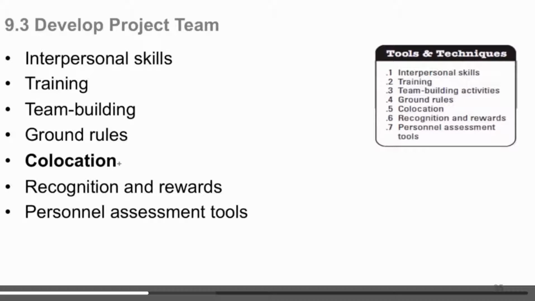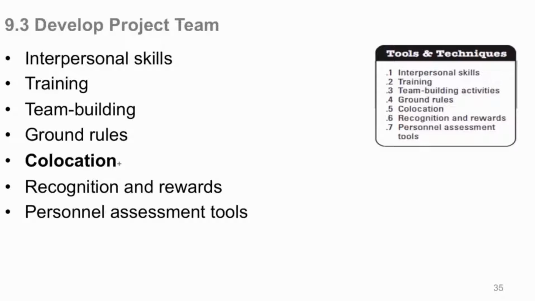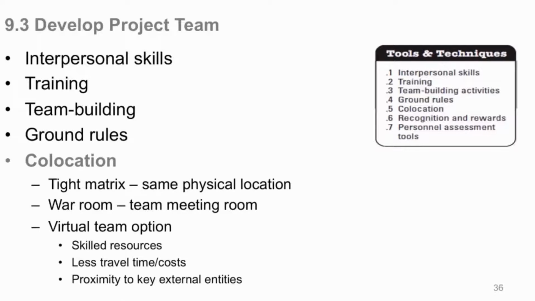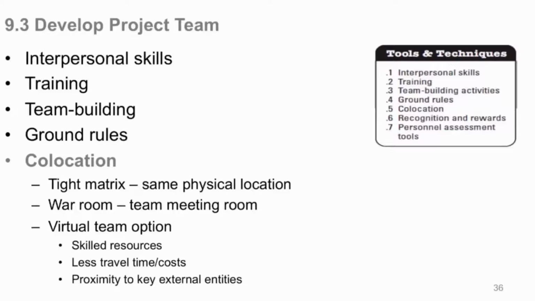Co-location, when you're developing your team, certainly has an impact. They call it a tight matrix when you're all together in the same area, not the same room necessarily, but it could be in the same building, on the same floor, where you're all working together. The war room, I'm sure you've heard of that. We're not talking the Pentagon. We're talking about a project team meeting room that's dedicated to the team, where they can keep charts and schedules and rules and all sorts of things on the walls, the war room.